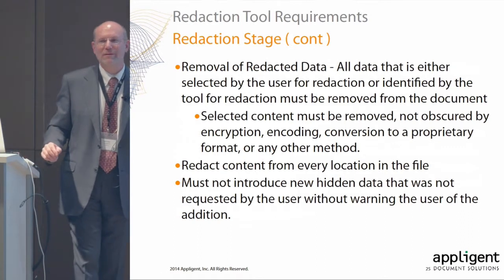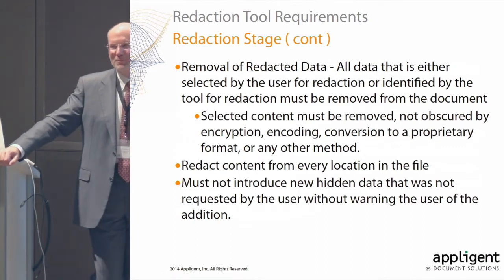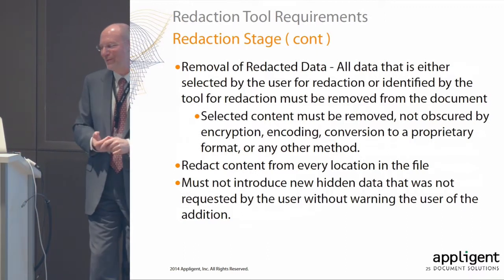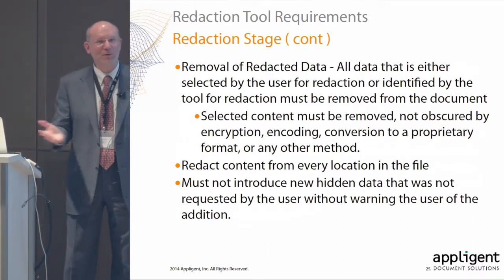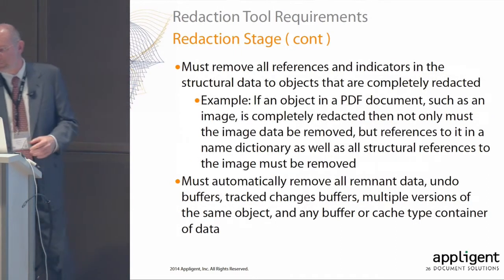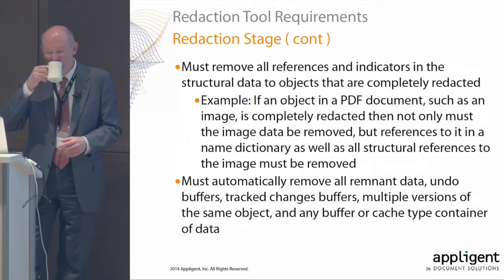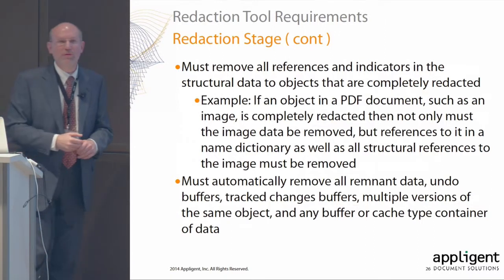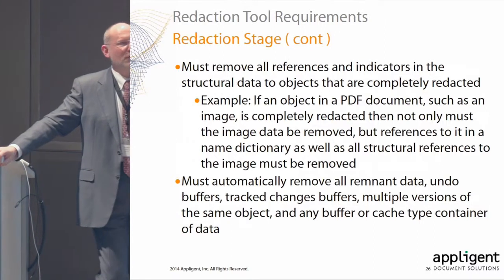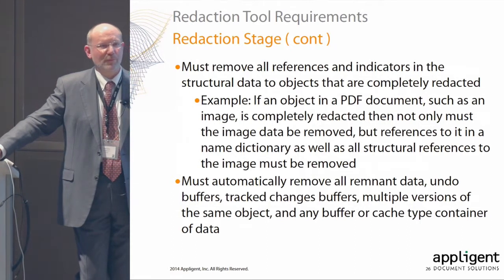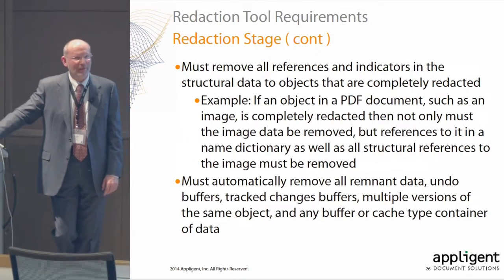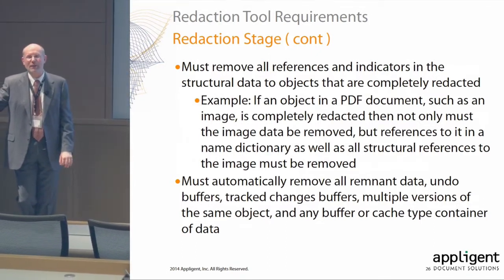A redaction tool must not include any new hidden data. The one concession we've gotten is we can include fonts or things that help in the printing process, but you're not supposed to include any new hidden data when you try to redact a file. Again, it must remove all references. If you have an image referenced on page 2 and you've totally redacted that image, references to that image are gone too. You can't have it part of the marked content or anything else. It has to be completely gone.